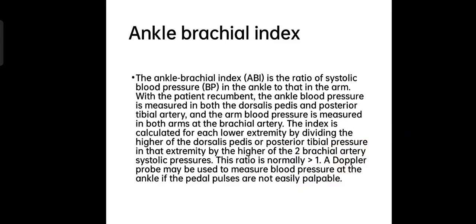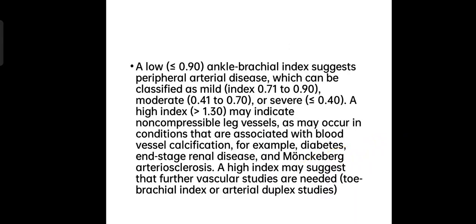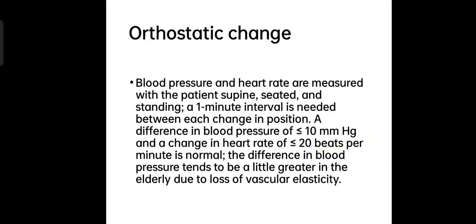A Doppler probe may be used to measure blood pressure at the ankle if the pedal pulses are not easily palpable. A low ankle brachial index suggests a peripheral arterial disease which can be classified as mild, moderate, or severe. A high index may indicate non-compressible leg vessels, as may occur in conditions that are associated with blood vessel calcification, for example, diabetes, end-stage renal disease and Monckeberg arteriosclerosis. A high index may suggest that further vascular studies are needed, like toe brachial index or arterial tube studies.